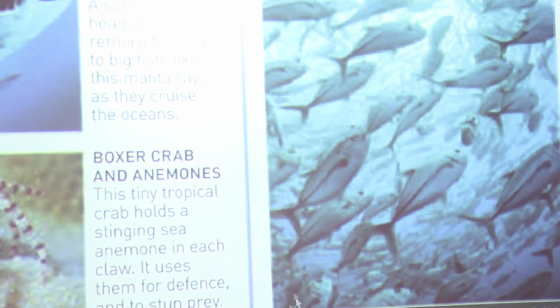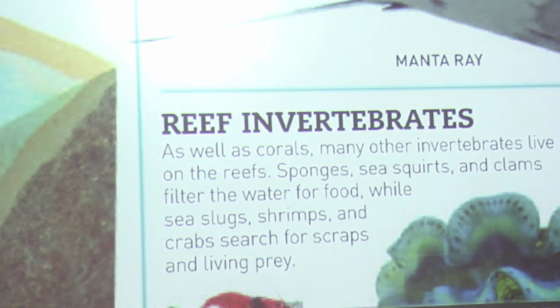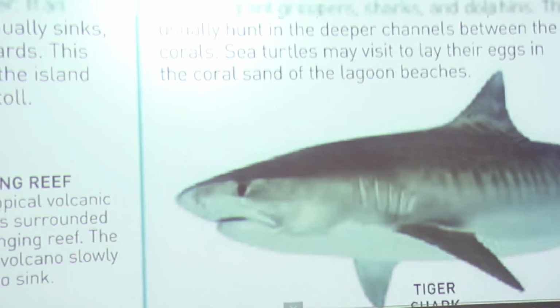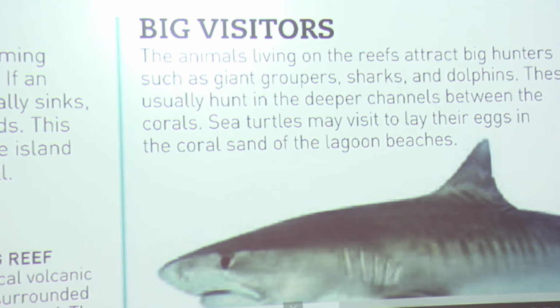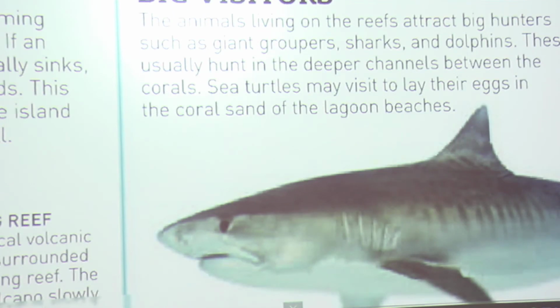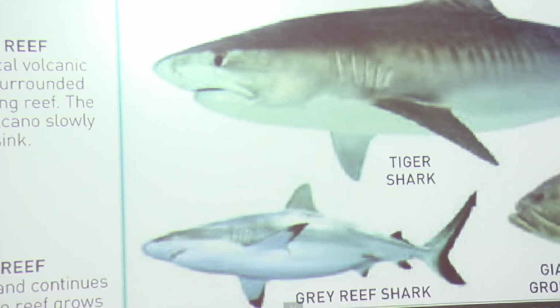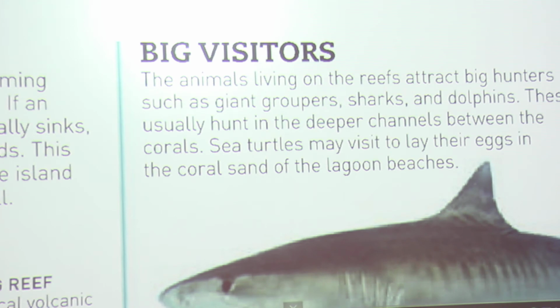Let me just move to another page. It's very important that you see other animals that live there, and those animals, like huge, big life, can live here. Now let's see better. The big visitors, they call them, the animals that live on the reefs attract big hunters, such as giant groupers, sharks, and dolphins. Now, sharks are the most dangerous, I would say. Dolphins, not so much. These usually hunt in the deeper channels between the corals.